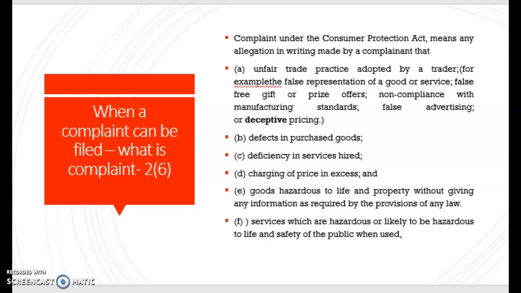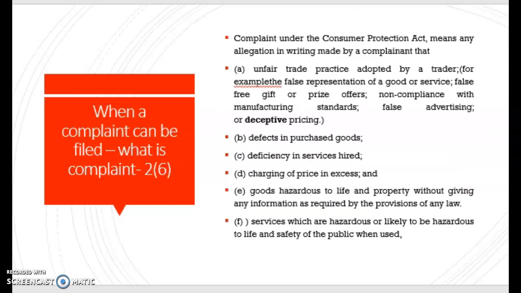A trader or the service provider had charged for the goods or services mentioned in the complaint in excess of the price required, or which is fixed by or under any law for the time being in force, or displayed on the goods or any package containing such goods, or displayed on the price list exhibited by him, or which has been agreed. So there is an excessive price that has been charged by the person.